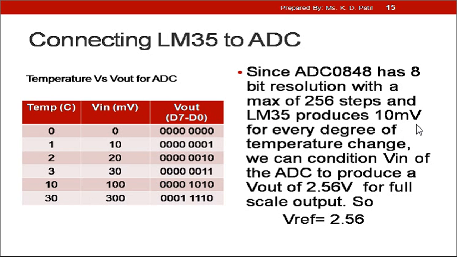This LM35 produces 10 millivolt for every degree of temperature change. We can condition V in of the ADC to produce a V out of 2.56 volt for full scale output. So V reference is equal to 2.56 volt. Now if you observe this table, temperature versus V out for ADC, the equivalent of temperature in centigrade, in V in millivolt is 0. If the temperature is 0 degree Celsius, then V in is 0.